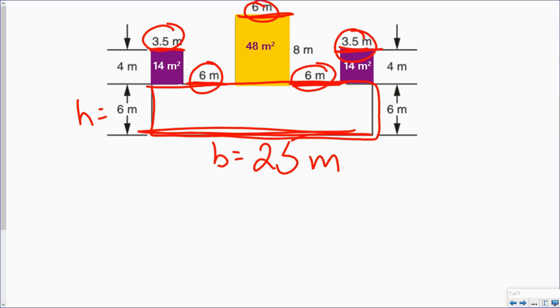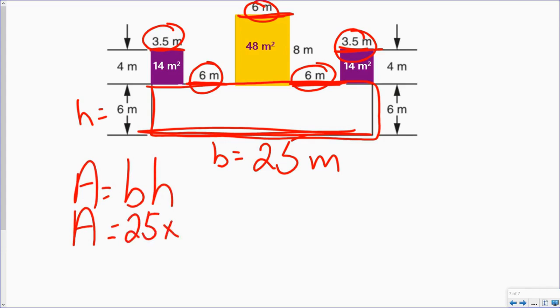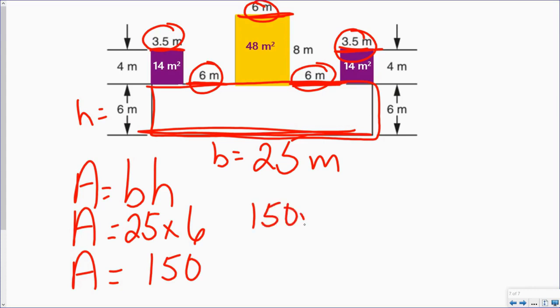25 meters. So now I need to figure out the area of that rectangle. So I have area equals base times height. So my area is 25 multiplied by 6. Area equals 150. And so now I have 150 meters squared. So this section right here is 150 meters squared.